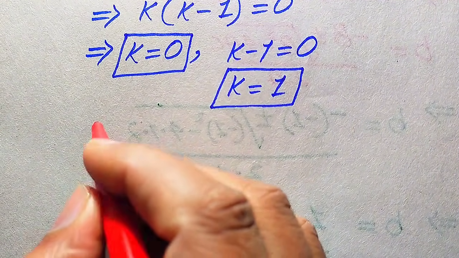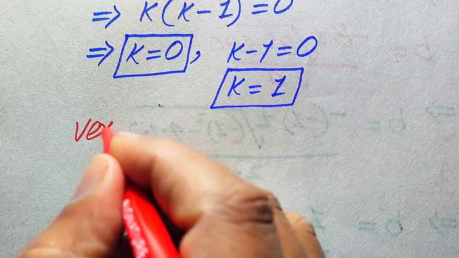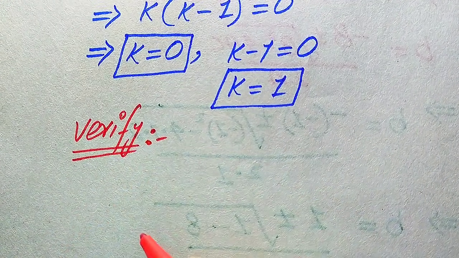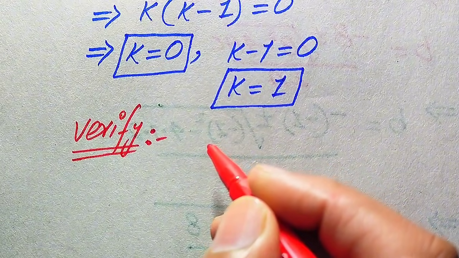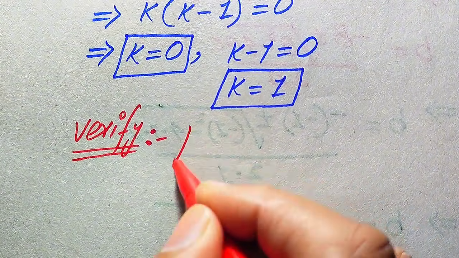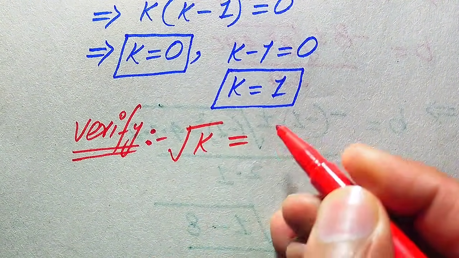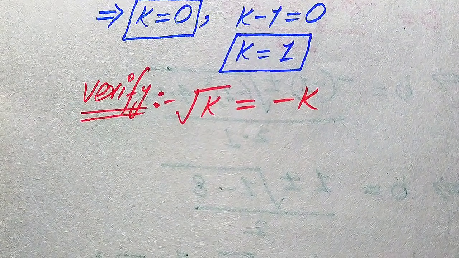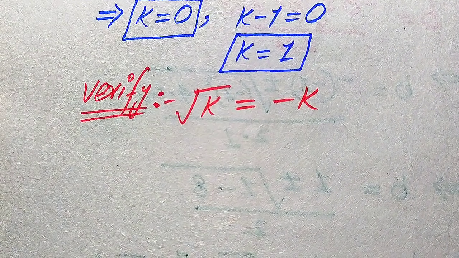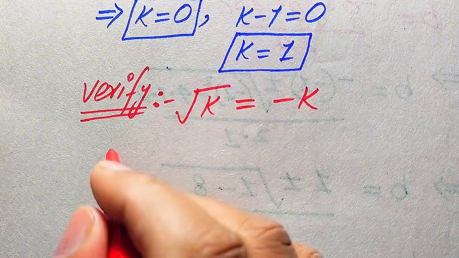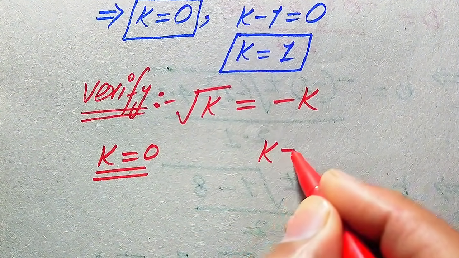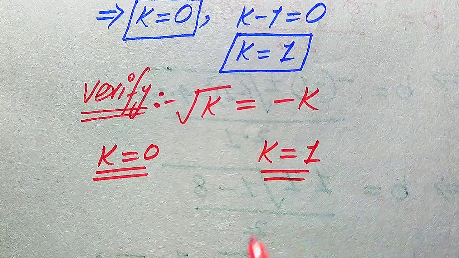In the next step we need to verify which of the roots are solutions and which are extraneous roots. For verification of these roots we copy down the given question statement: the square root of k equals minus k. On this side we will verify k equals 0, and on this side we will verify k equals plus 1.